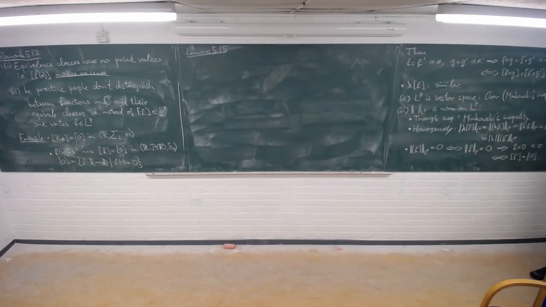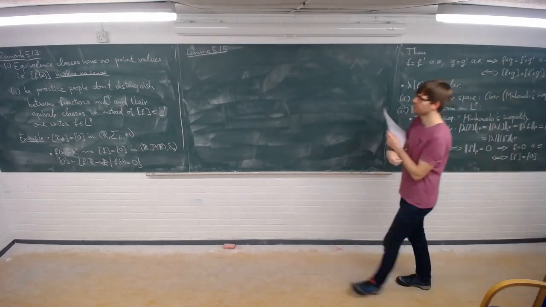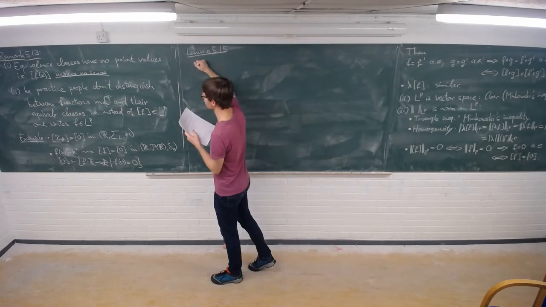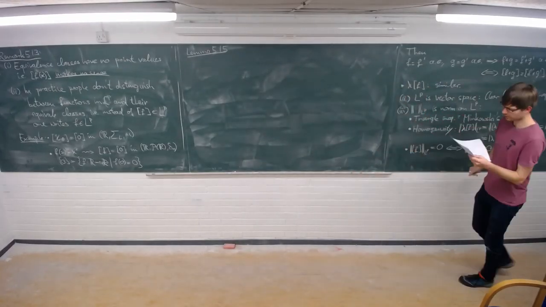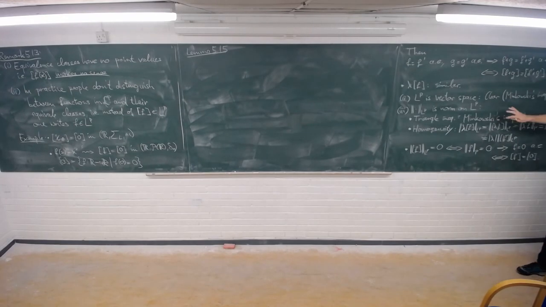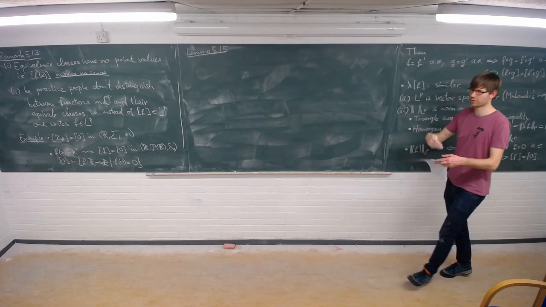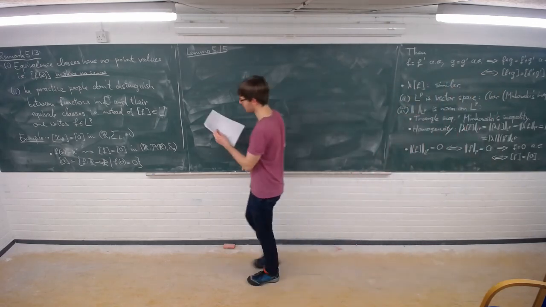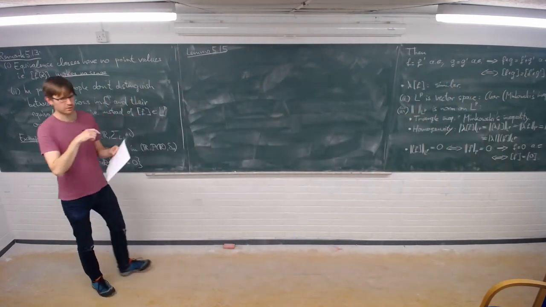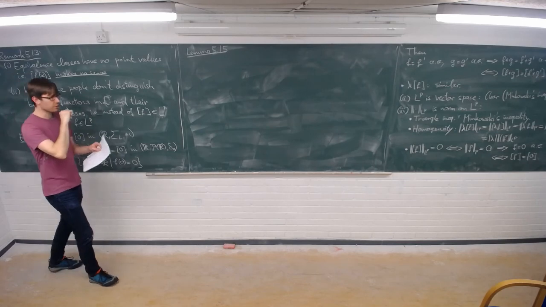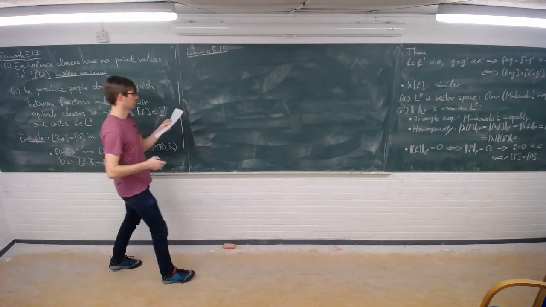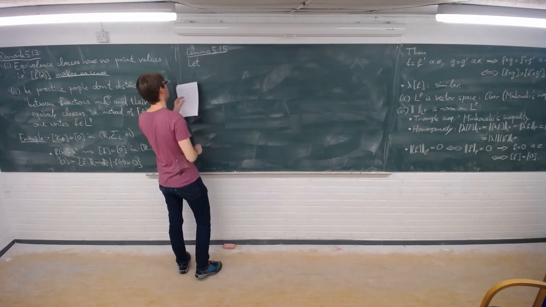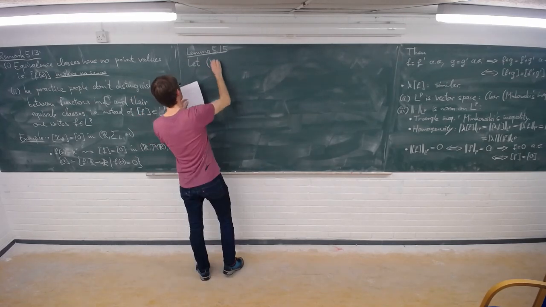Okay, so the next lemma gives us an additional property of the new LP spaces. So we've already seen that it's a normed vector space, which is very nice. And the next lemma says that it's actually a Banach space. So Cauchy sequences in the new LP spaces converge. And the proof is a little bit technical.